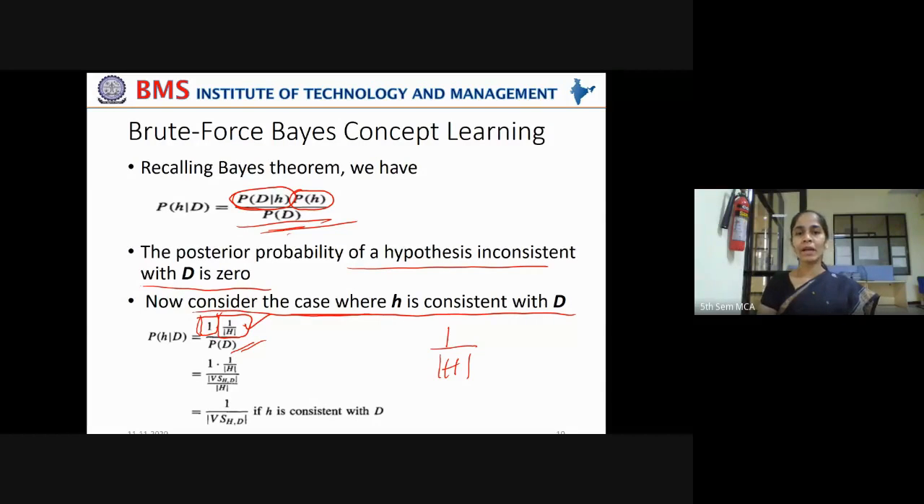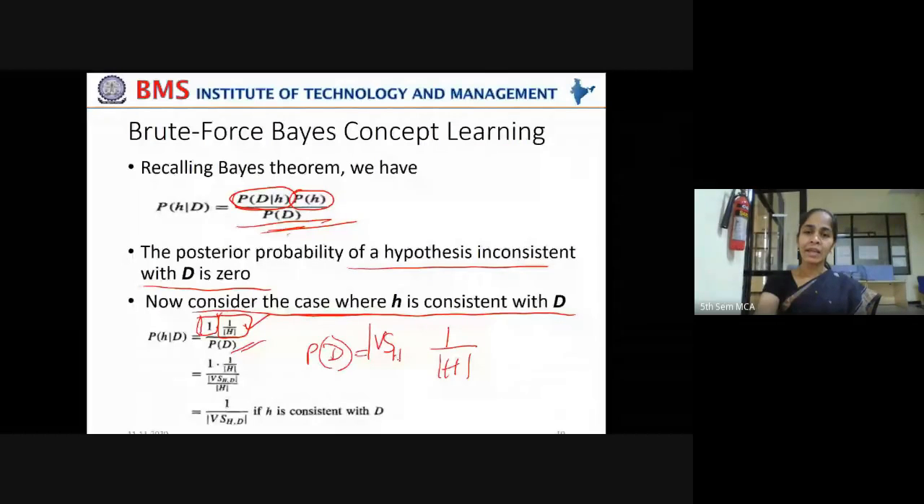Now numerator, keep it as 1 into 1 by absolute value of H, that is number of hypotheses in the hypothesis space H, divided by, now what is this probability of D? Probability of observing these training examples irrespective of any hypothesis. You just have the knowledge about the hypothesis space, that's all. But which hypothesis suits this training example, you don't know. In that case, we can write it as number of hypotheses in the version space which are consistent with D.